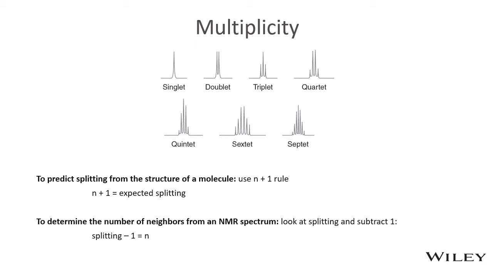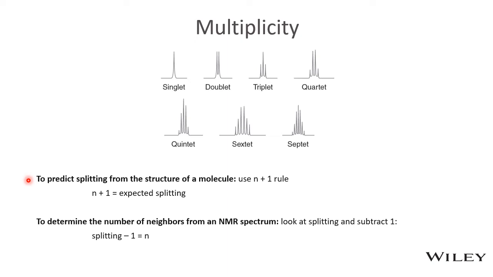There's also an example of splitting called a multiplet. A multiplet is not a set number of splits that are easily counted. So a multiplet usually occurs when you have different types of neighboring hydrogens that cause multiple splitting. Now, there's two different ways to look at multiplicity, and it all depends on what you're trying to do.